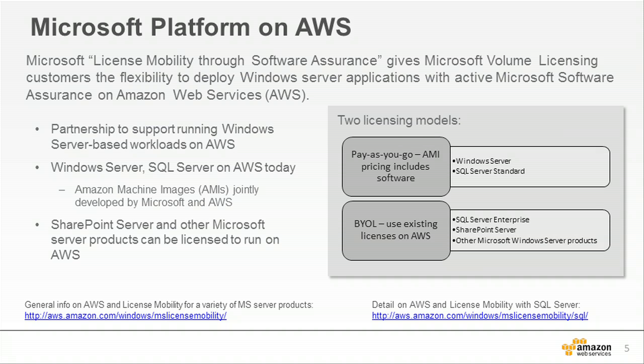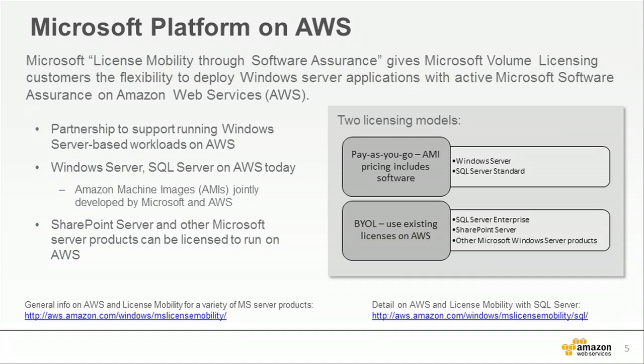There's also another layer, which is what we call BYOL, or bring your own license, which is how you can leverage existing licenses that you might have in the enterprise and move those over. This is part of Microsoft Software Assurance and license mobility. Once you have Software Assurance with Microsoft, there's a wide array of server licenses that can be moved and run on top of AWS, things like SharePoint, SQL Server, Lync. Many of those products can be run on top of AWS as part of Software Assurance.